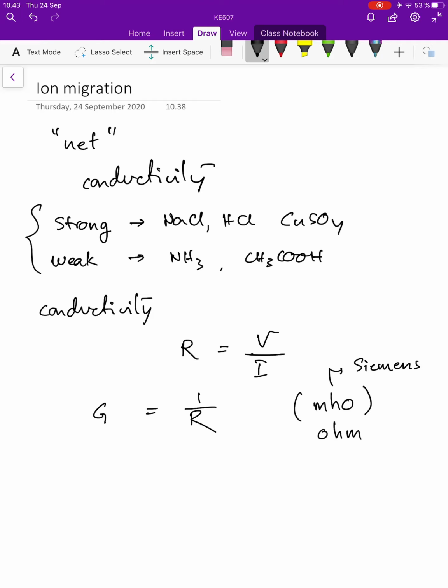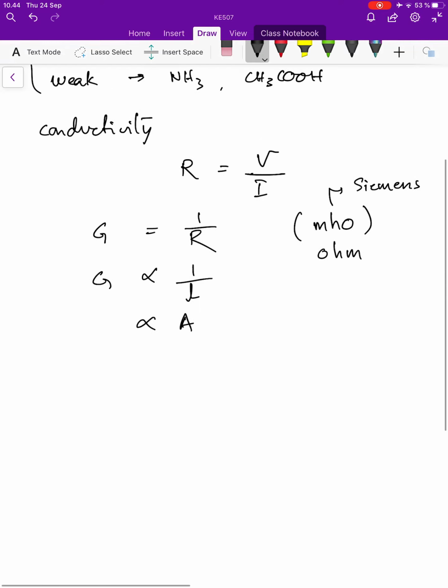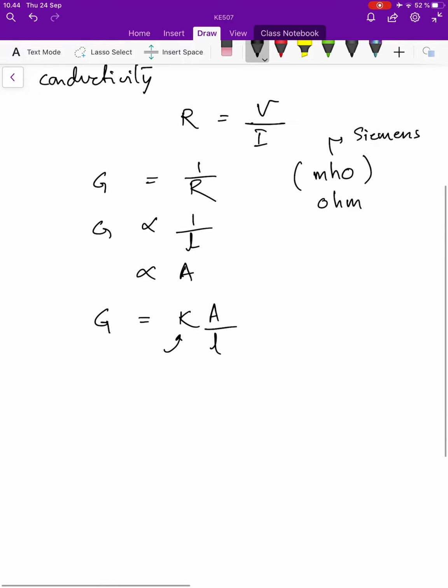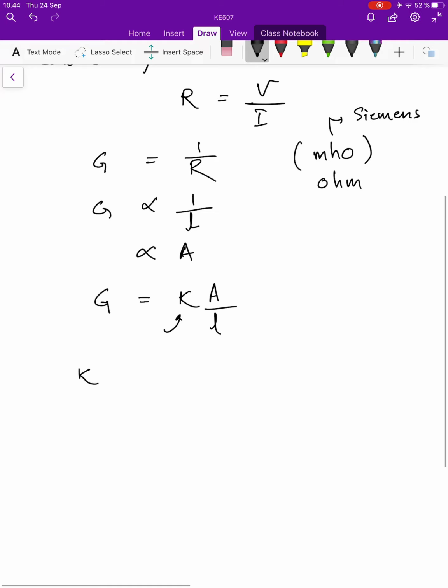It was found that this electrical conductance is proportional to 1 by the length of the conductor and is also proportional to the area of the conductor. So you could write this electrical conductance as some value kappa multiplied by A and divided by L. This is a proportionality constant, assuming this relationship is linear. This kappa is called the conductivity.